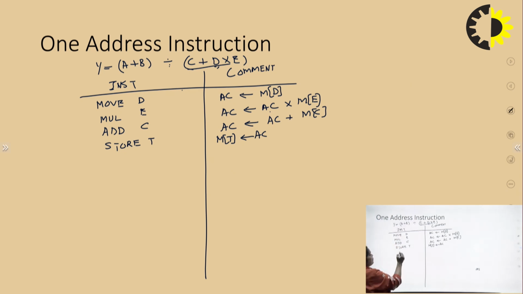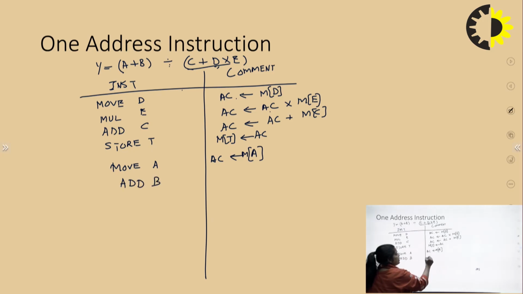In the A plus B, what will happen? Again the same procedure will be followed. That is, move A. The A value will be here in the accumulator. M of A will be going to the accumulator, just like the same. Now add B. Add B means what? In the accumulator now there is A.